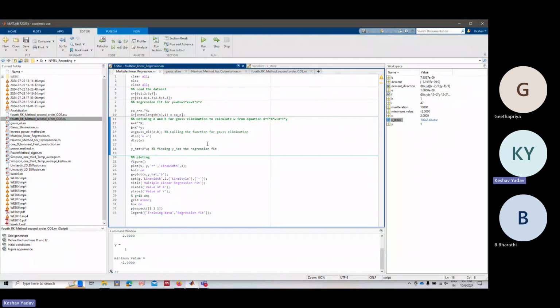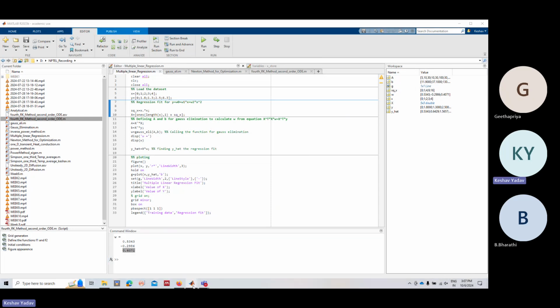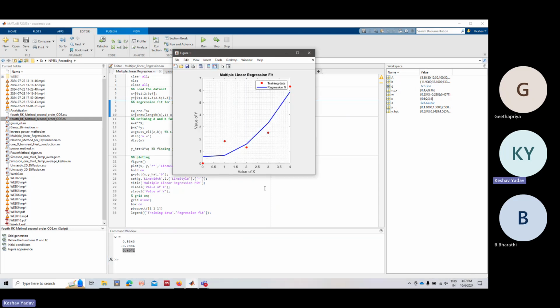This was the question we had: some x and corresponding y were given. We need to fit a regression w0 plus w1x plus w2x square. If I run this, w0 is 0.5343, w1 is minus 0.2986, and w2 is 0.244071. And this is the figure. The red dots represent the training data, and the blue line is the regression curve. This figure was not popping out last week because I had shared only the MATLAB window. So this is what I wanted to show from last week.